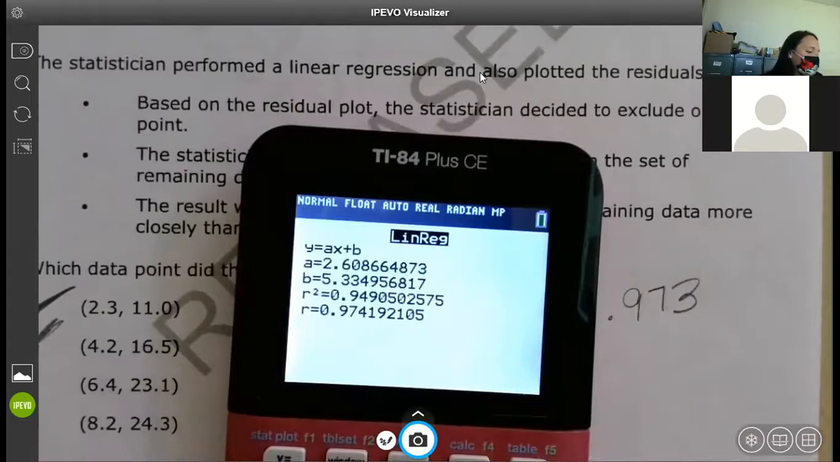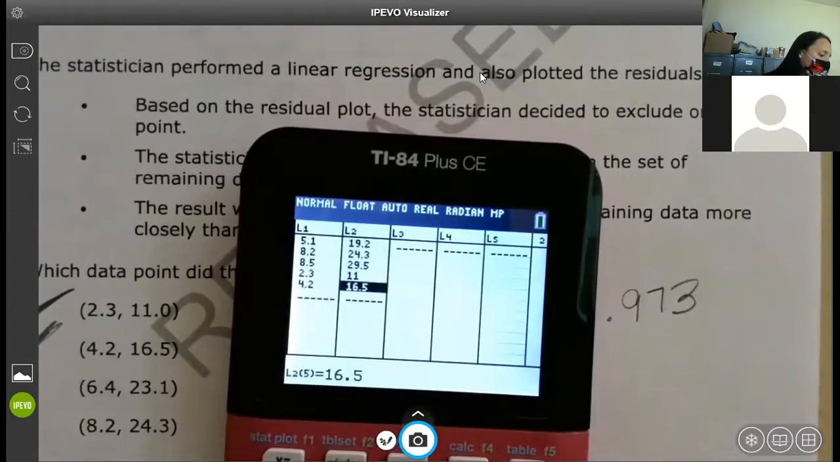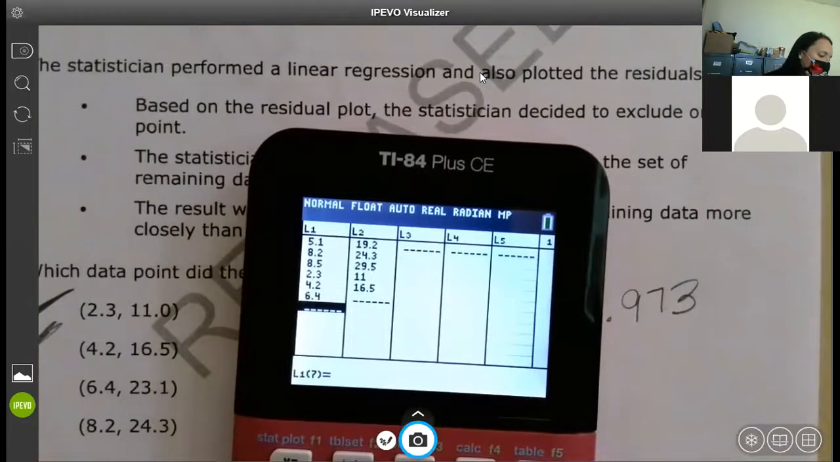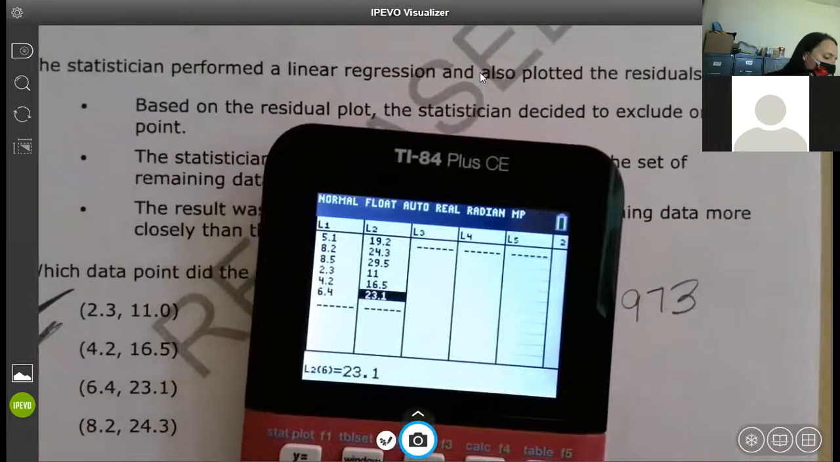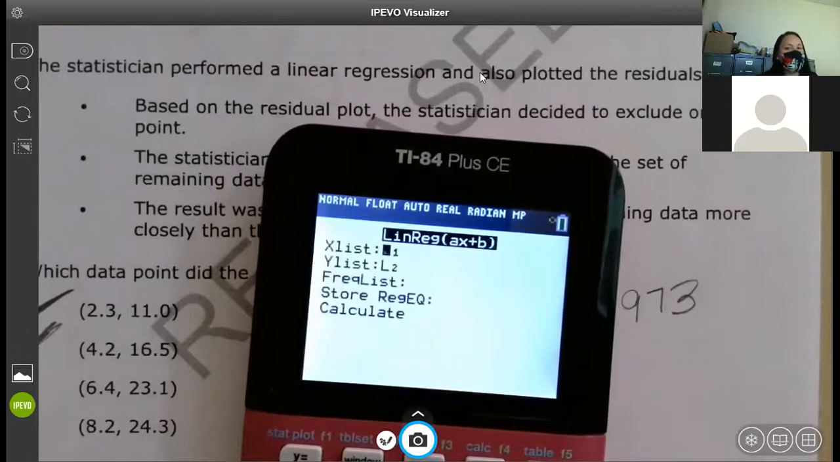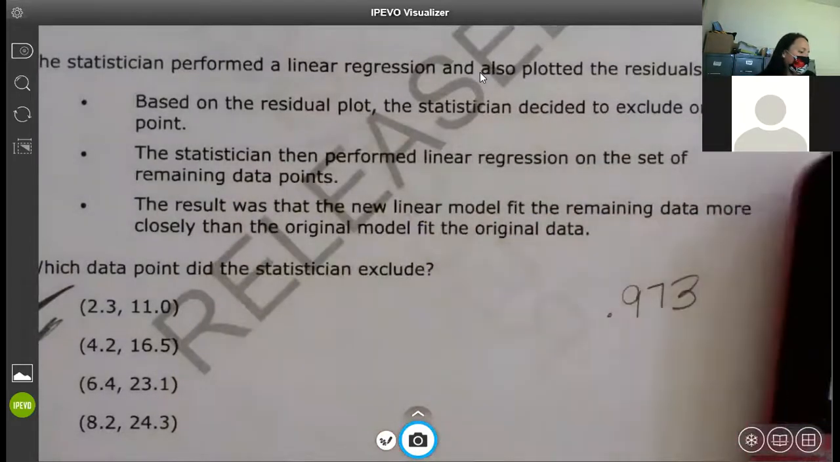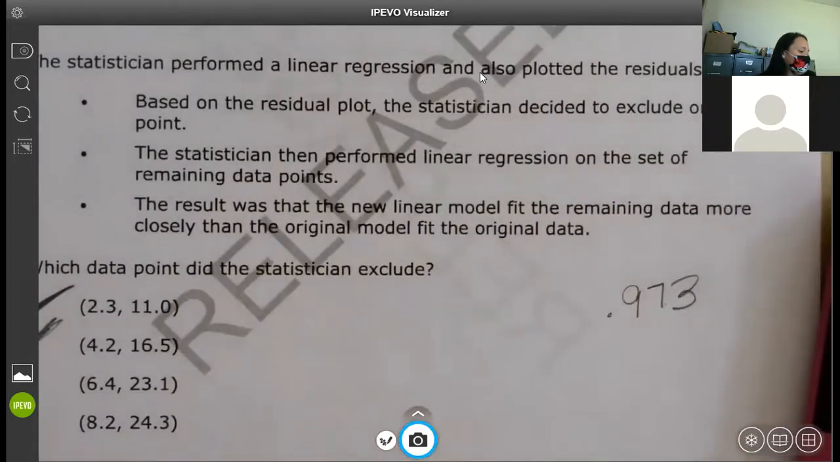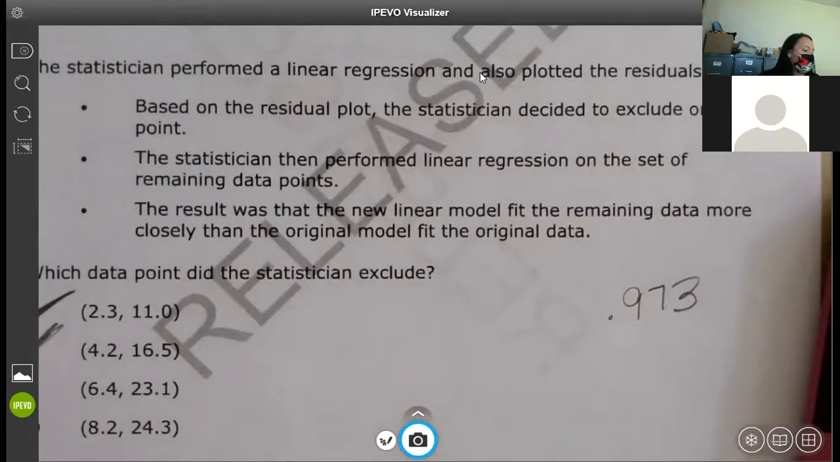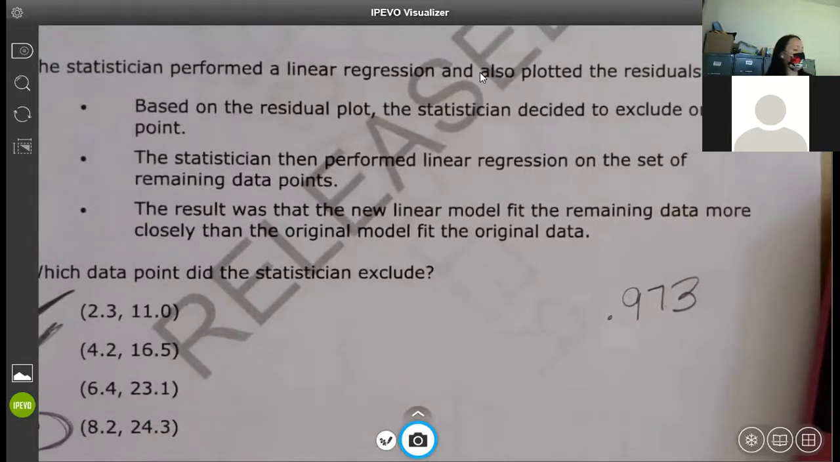Let's check the other one just to make sure, just in case I screwed up. So I'm going to put that 6.4 and the 23.1 back in, and I'm going to take out 8.2 and 24.3. Run it again. Ooh. What about this one? Which one would be better? Yeah, so you've got to watch plugging in. You've got to watch it.